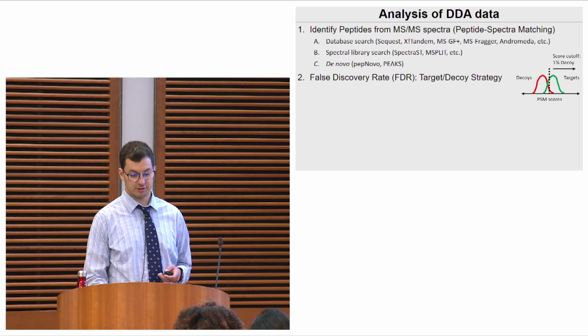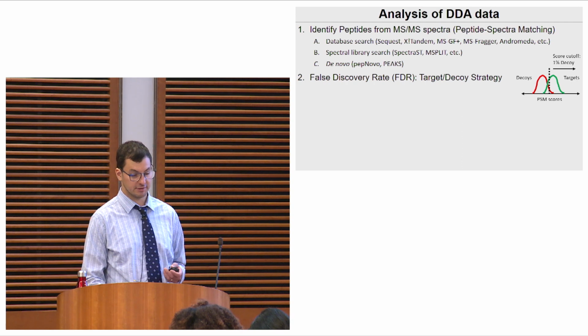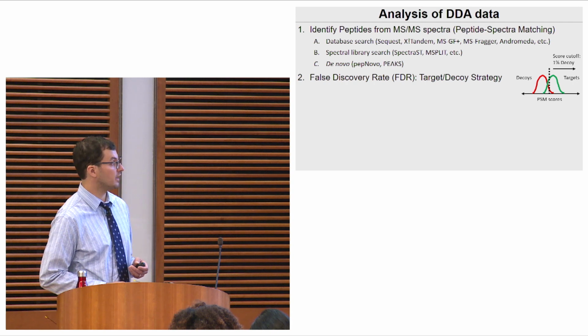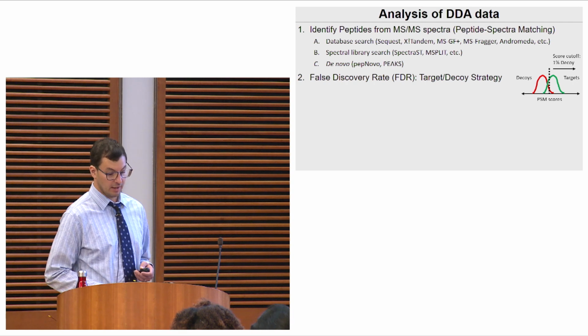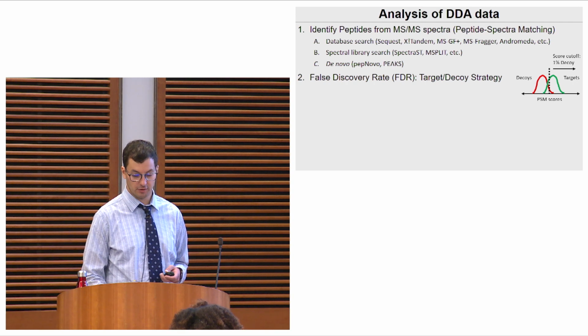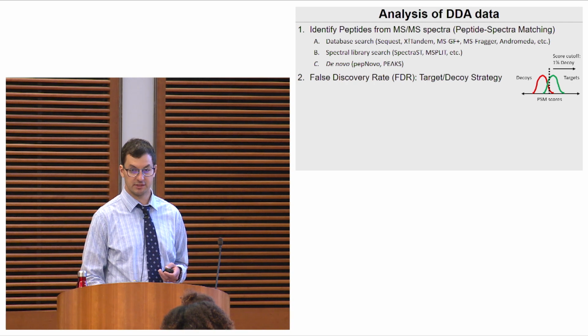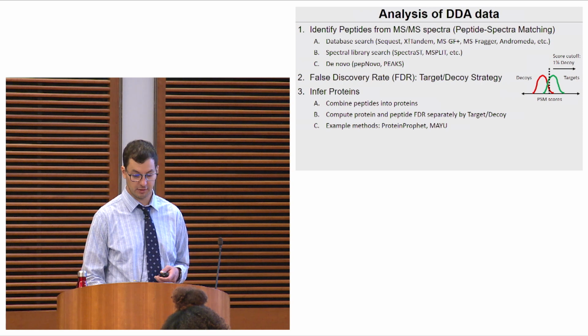And the way this works is you determine distributions of your target hits in green and your decoy hits in red. And that allows you to set a score threshold above which you'll accept any peptide ID at a known proportion of decoy hits. Often we use 1% FDR.